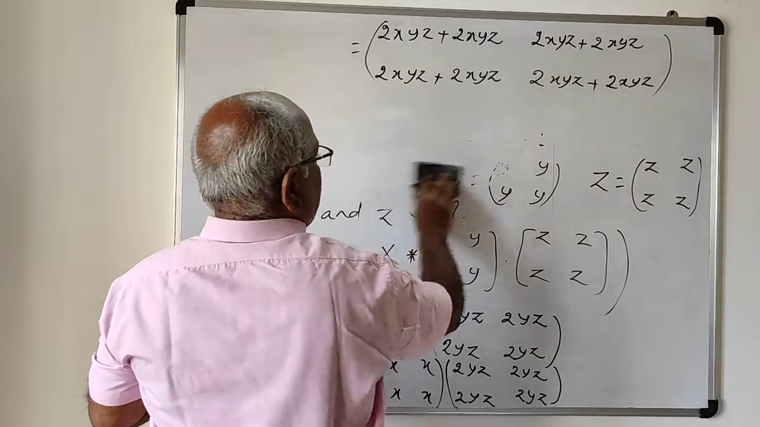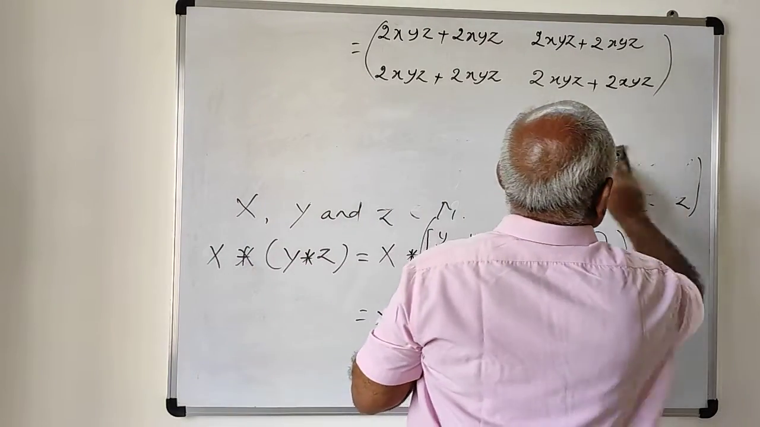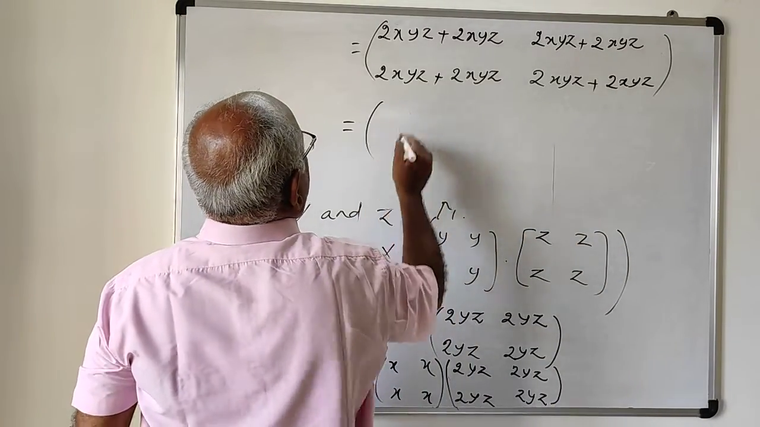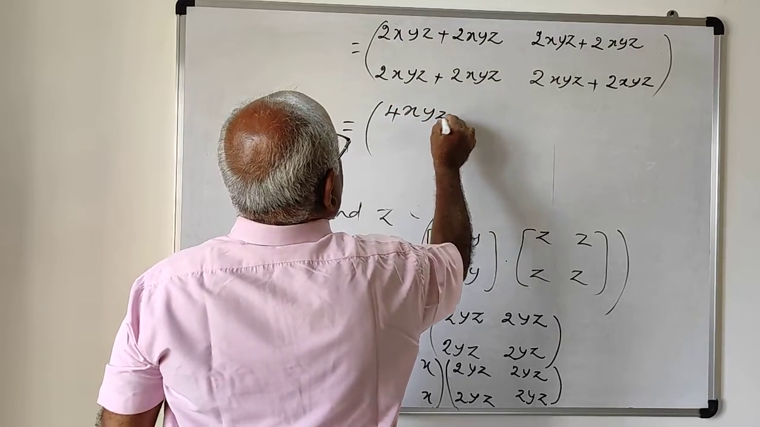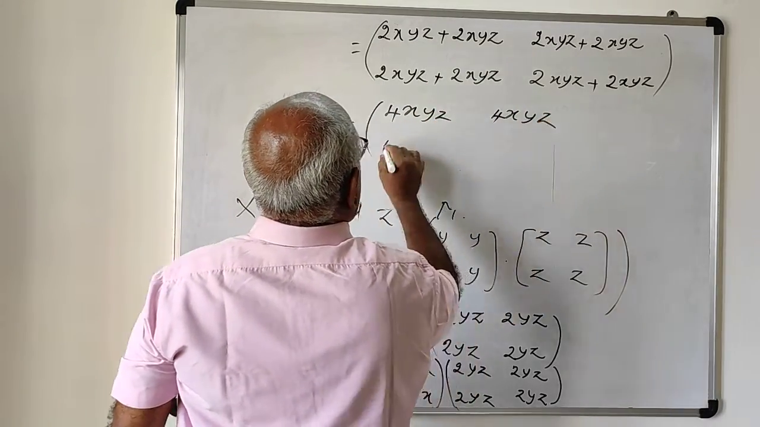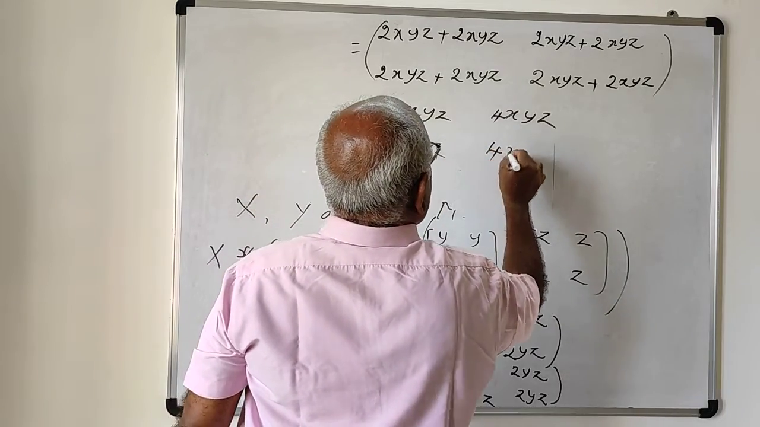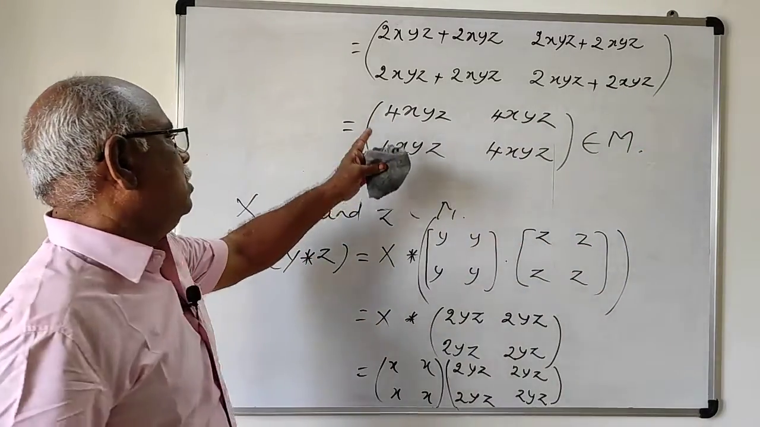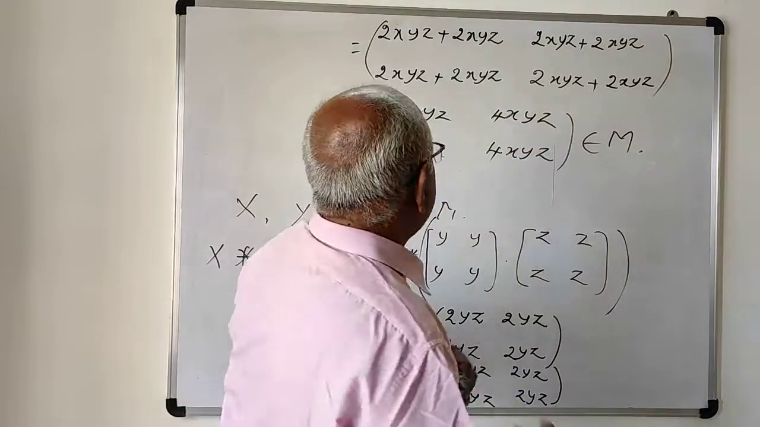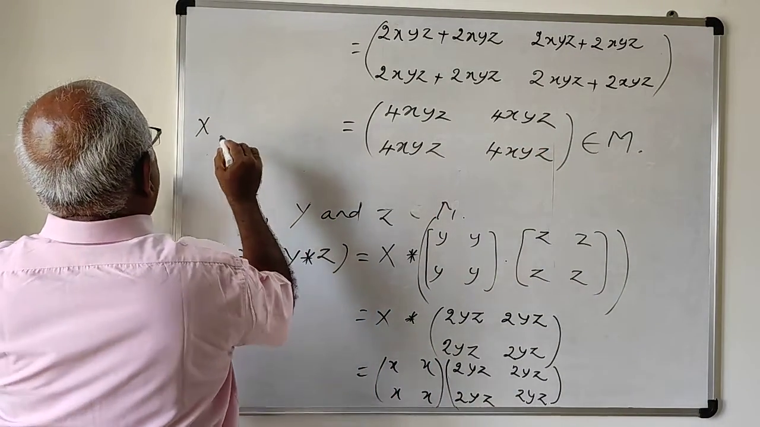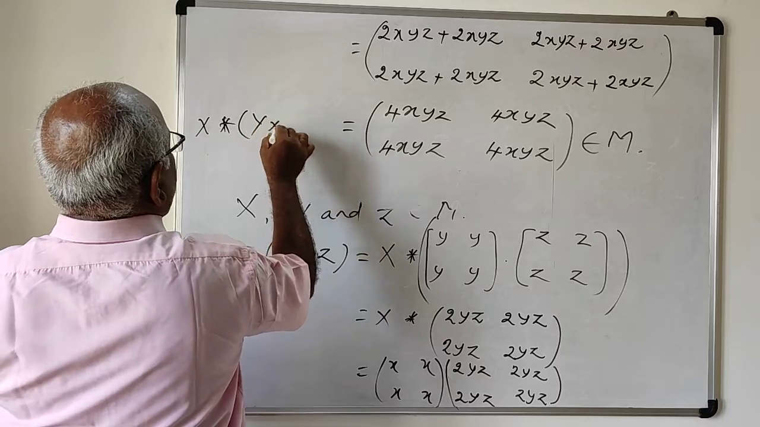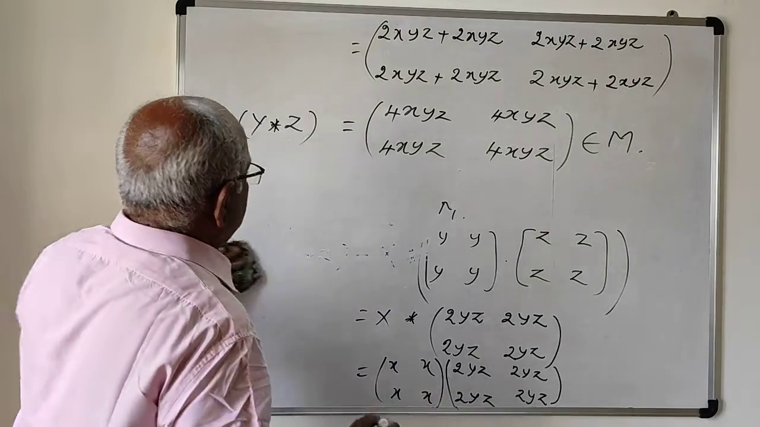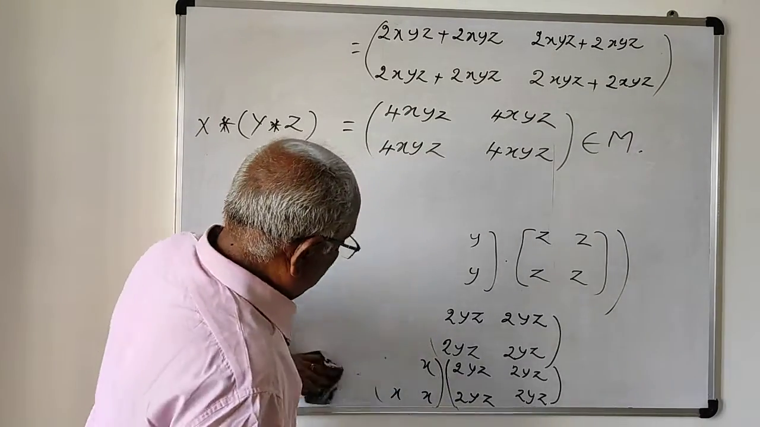The elements are 4XYZ, 4XYZ, 4XYZ and 4XYZ. This is equal to 2 plus 2, 4XYZ, and again 4XYZ. So it is of the form of the matrix M. It is also of the form x, x, x, x, therefore it belongs to M. Therefore, this is X star (Y star Z), the left hand side. Now we have to prove the right hand side, (X star Y) star Z.